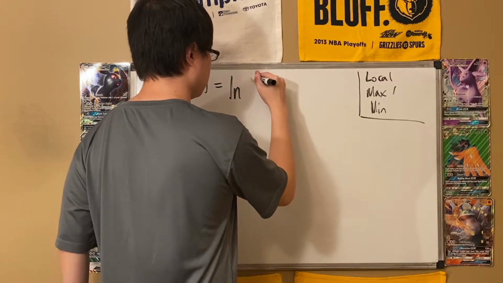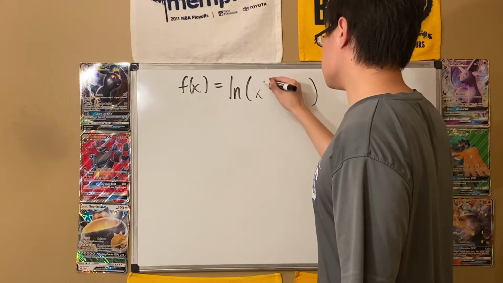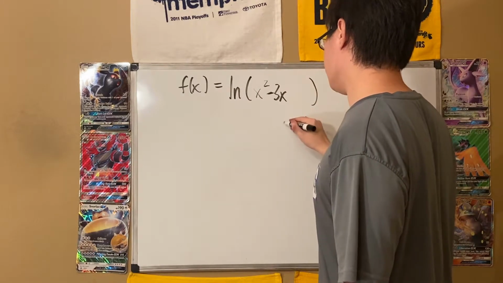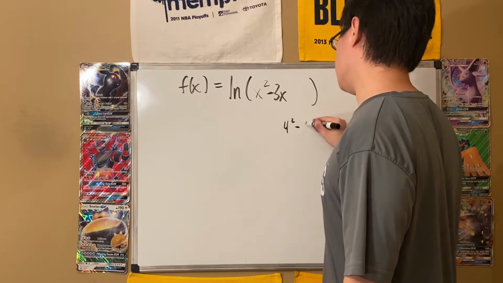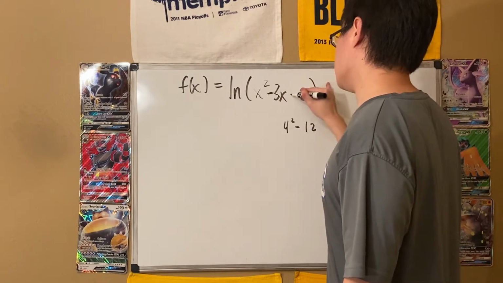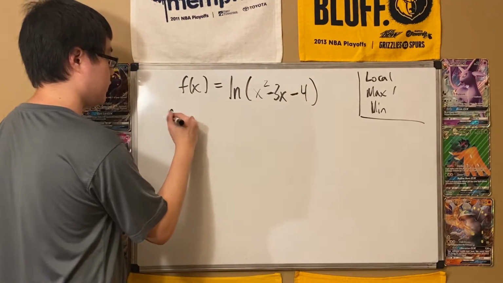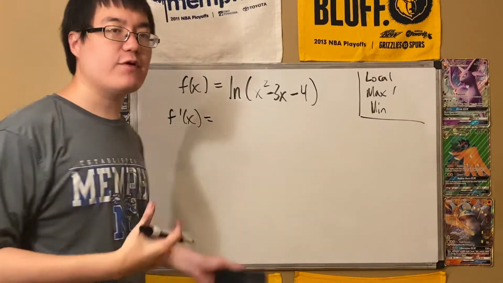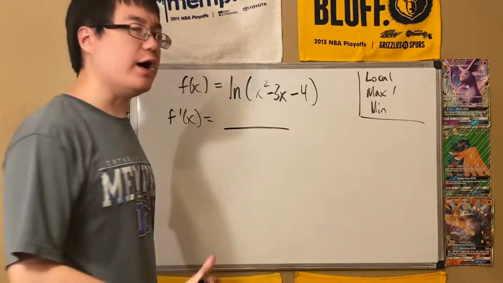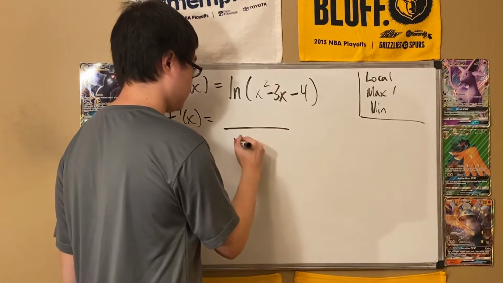So we're going to do ln, and then in these parentheses, it's going to be something tricky. Let's do x squared minus 3x. And if you plug in 4 here, you'll get this, of course. So it looks like I want to subtract 4. So this is going to be my next question. So again, we're doing local max or min. So first step, of course, is to take the derivative. Let's be careful with the derivative. What's the rule for ln of x? Well, that's just 1 over x, of course. So it's 1 over this big guy right here.